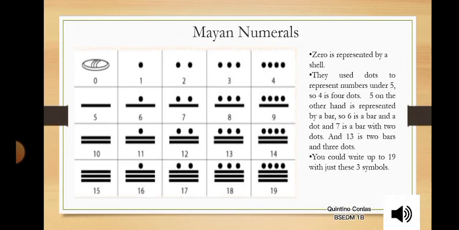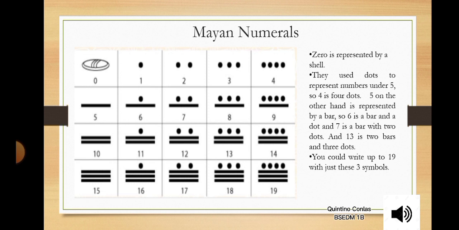Mayan numerals. Here in the example below, we can see three symbols, which are the shell, dots, and bars, or the short horizontal line, and their combinations. Again, the shell represents 0, dots represent 1, and bars, or the short horizontal line, represent 5. They use dots to represent numbers under 5, which are 4, 3, 2, and 1. So 4 is equal to 4 dots. 5, on the other hand, is represented by a bar.